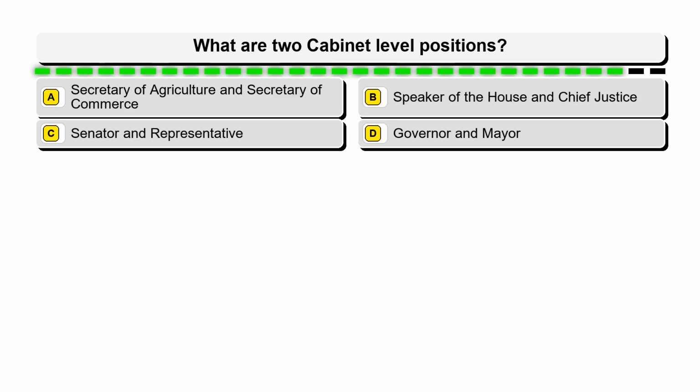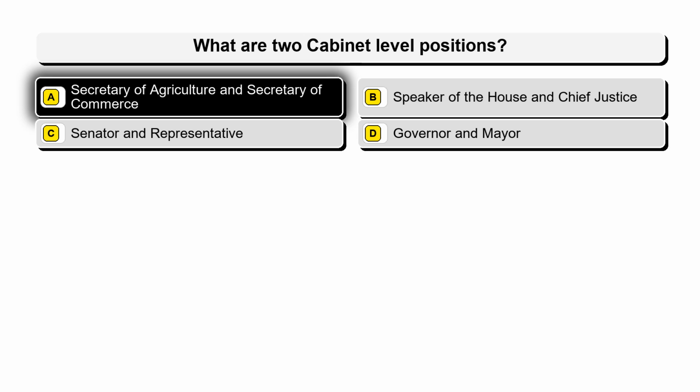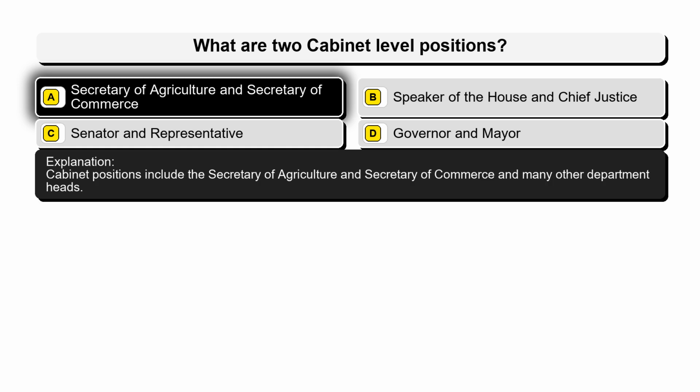Question 143. What are two cabinet-level positions? Option A, Secretary of Agriculture and Secretary of Commerce. Option B, Speaker of the House and Chief Justice. Option C, Senator and Representative. Option D, Governor and Mayor. The correct answer is option A, Secretary of Agriculture and Secretary of Commerce. Cabinet positions include the Secretary of Agriculture and Secretary of Commerce and many other department heads.